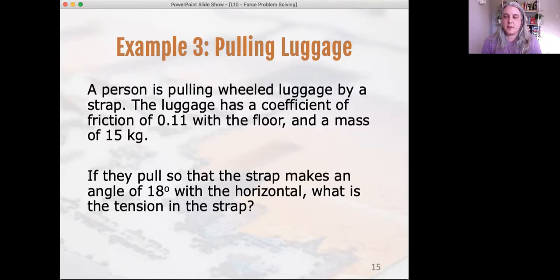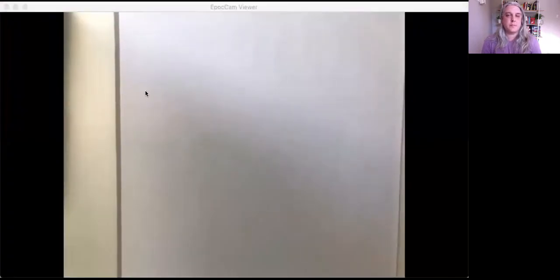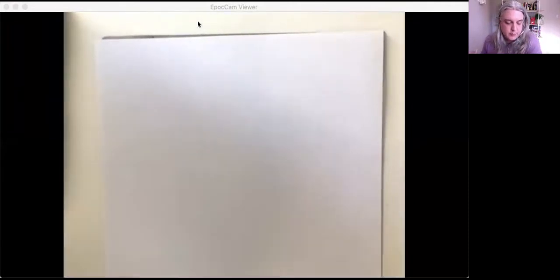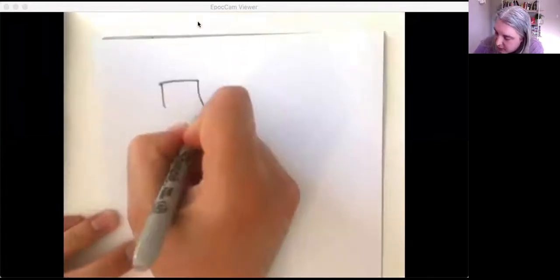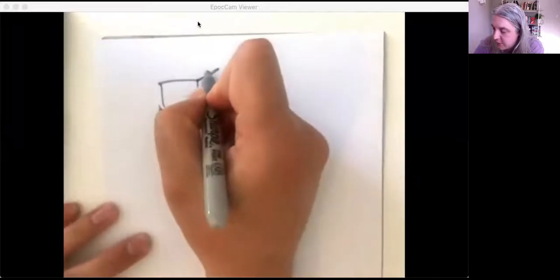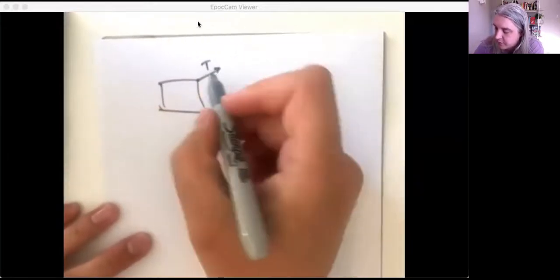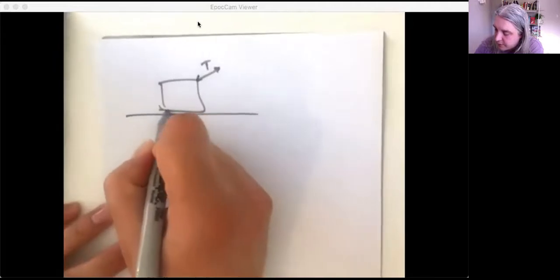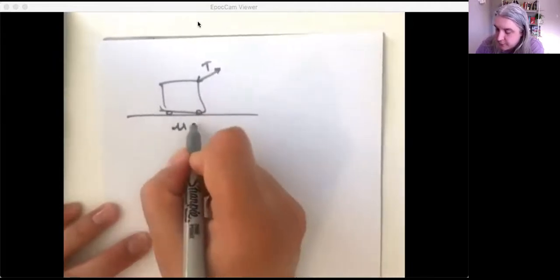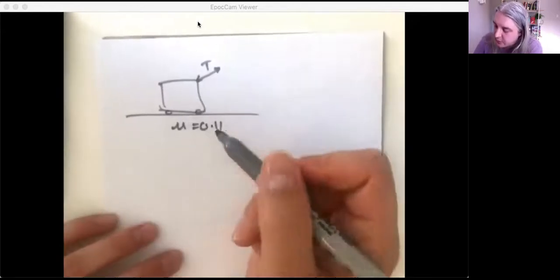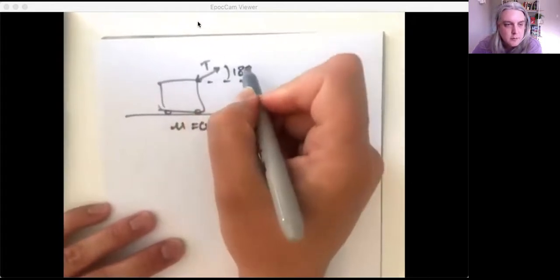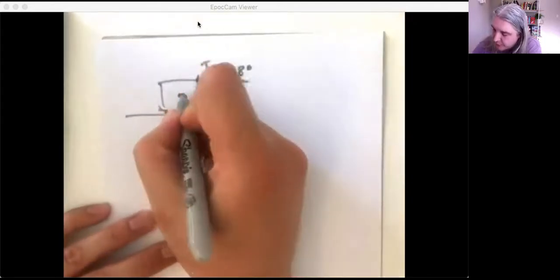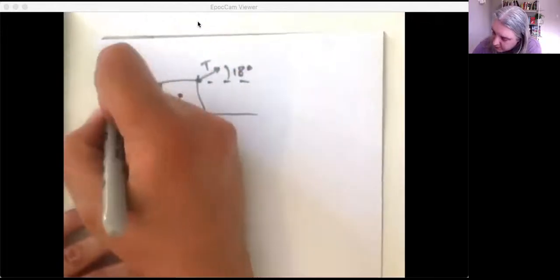Okay, so another question involving angles, this time on the strap. So we have to think about the whole suitcase. The suitcase is our system. We want to know the tension in the strap. There's a tension pulling on the strap. The suitcase is rolling along the floor. We have a coefficient of friction of 0.11, which is low because it's got wheels. This is at an angle of 18 degrees. We've been told the mass is 15 kilograms.